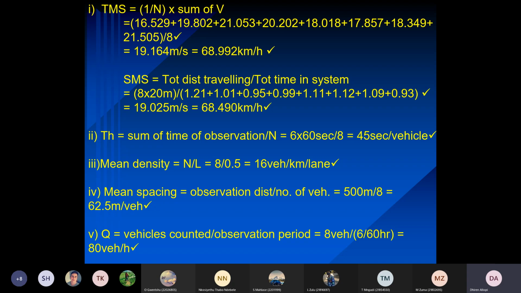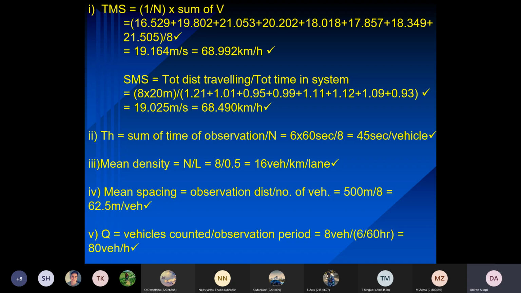The mean headway, applying your formula, is the sum of time observations. So you observed over a 6-minute period, converted to seconds, divided by the number of vehicles, 8, giving you your answer in seconds per vehicle as required in the question. Mean density is your number of vehicles, 8, divided by the length of your test section, 500 meters, which is 0.5 kilometers, giving you your answer in vehicles per kilometer. Mean spacing is your observation distance, which was 500 meters, divided by the number of vehicles, 8, giving you a mean spacing in meters per vehicle.